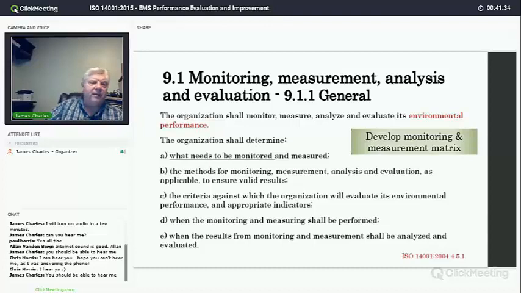And when we shall monitor and measure, and when the results of the monitoring and measurement shall be analyzed and evaluated. So this leaves a lot up to the organization. But where we're seeing a lot of focus from the registration folks is item C, and that's connecting some performance criteria to every measurable you have.